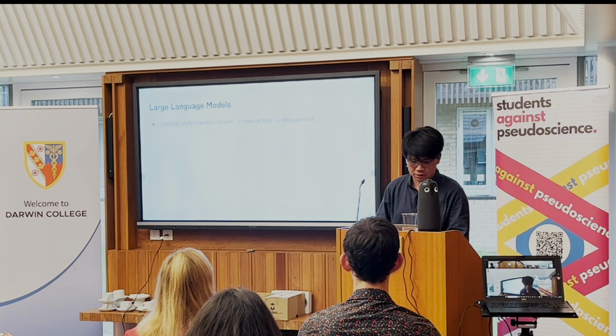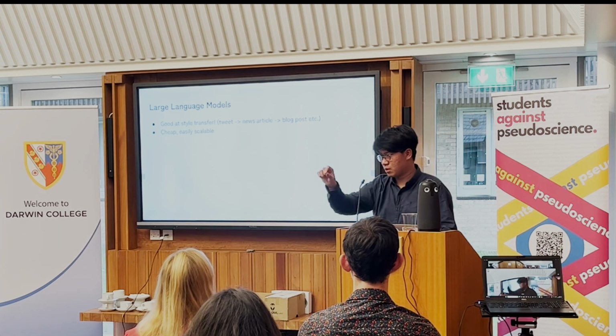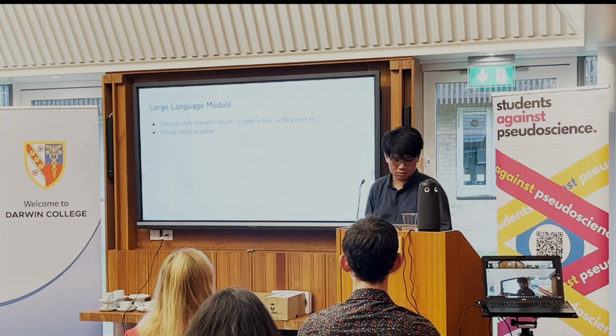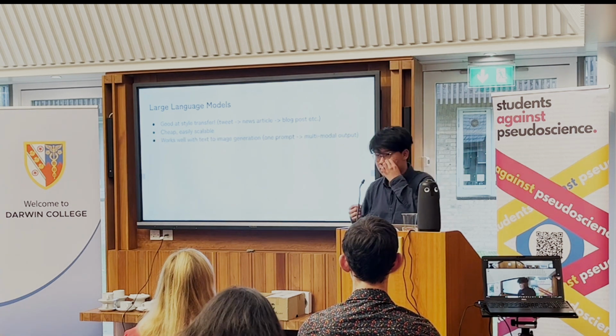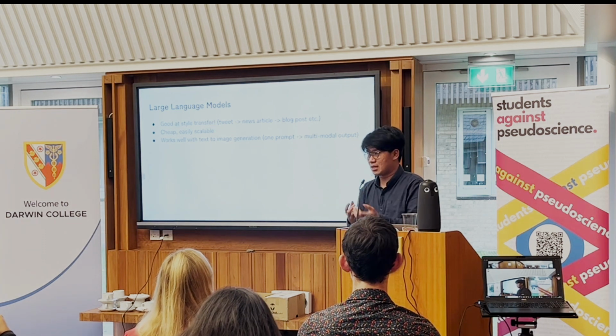Sorry. So we're back to the subject of this talk. Large language models. They're good at style transfer. They're cheap and easily scalable, which means that you can make one prompt and make 10,000 different answers very quickly. They work well with text-to-image generation, which means that one prompt can create an image that goes along with a text. Now this is kind of important because Photoshop takes time.